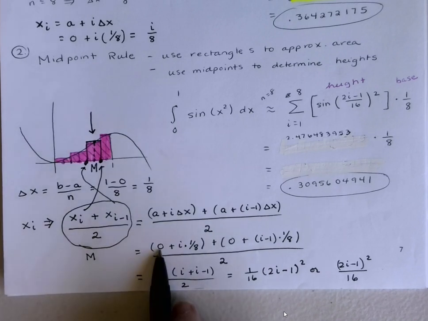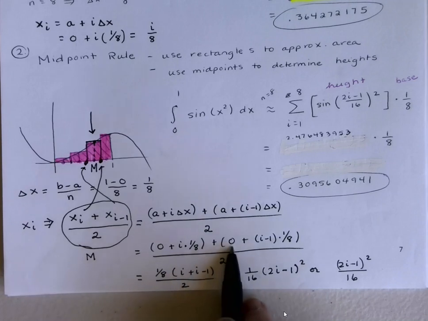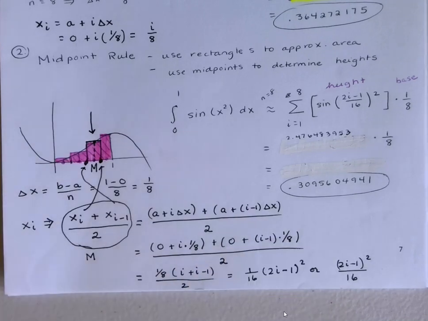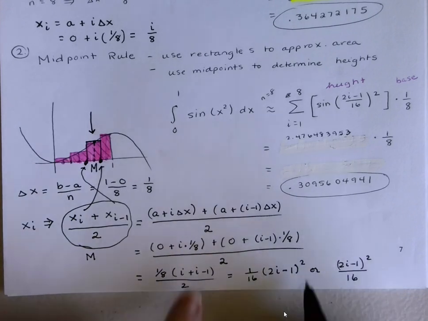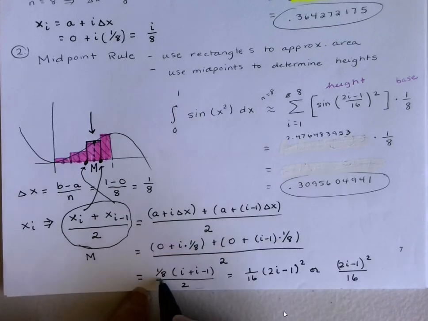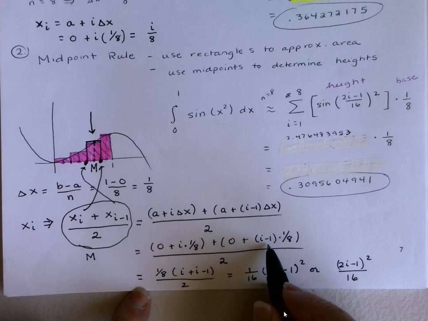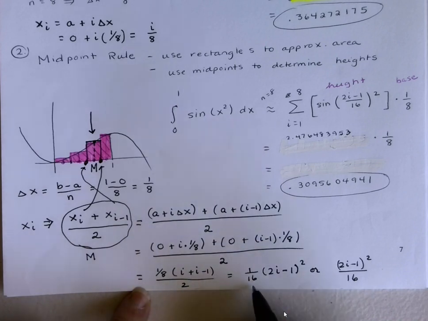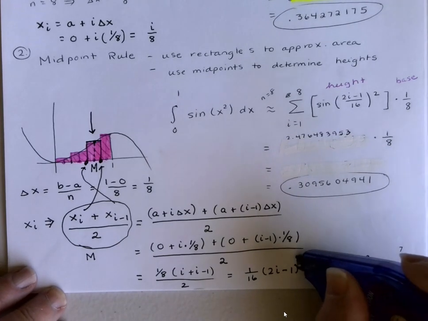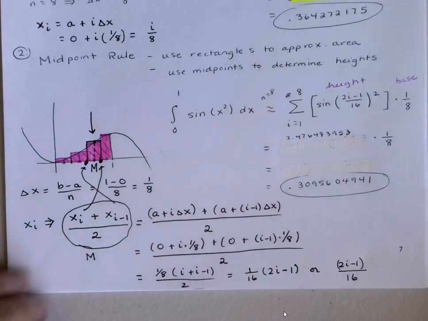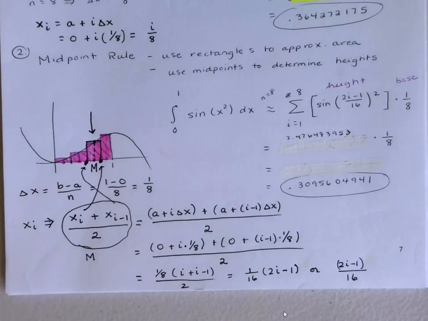In our case, a is 0 and delta x is 1/8. And so I get 1/8 times, I factored out the 1/8, and then I've got i plus (i minus 1) over 2. 1/8 divided by 2 is 1/16 times (2i minus 1). I don't know where that square came from; get rid of it. We just end up with (2i minus 1) over 16 for our m.